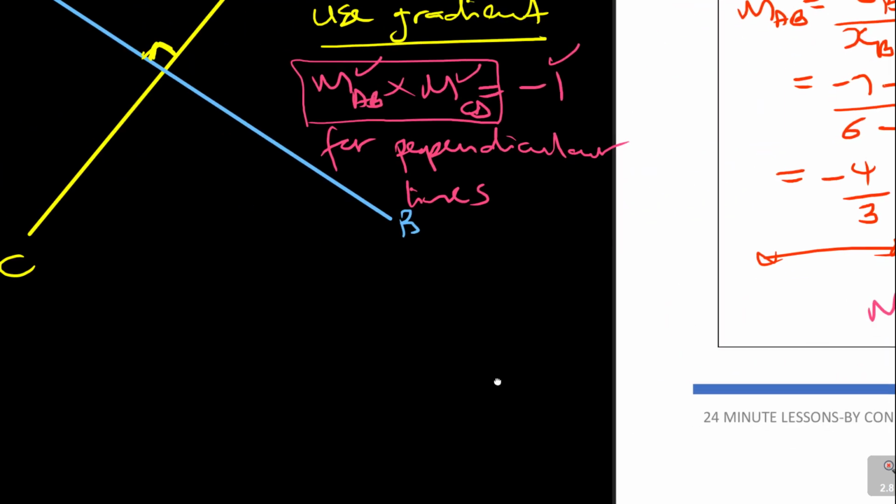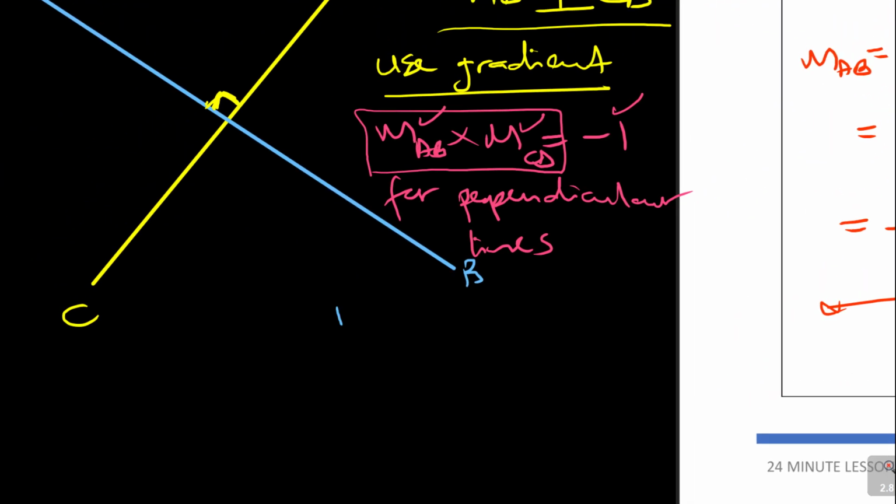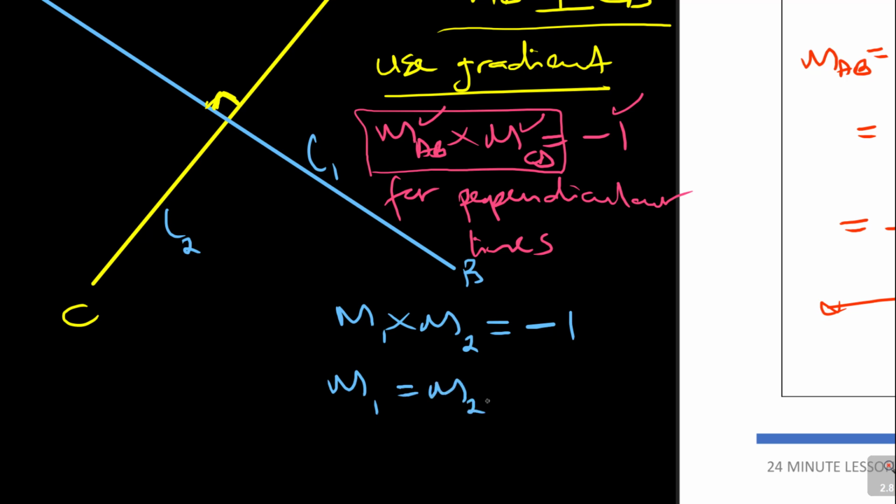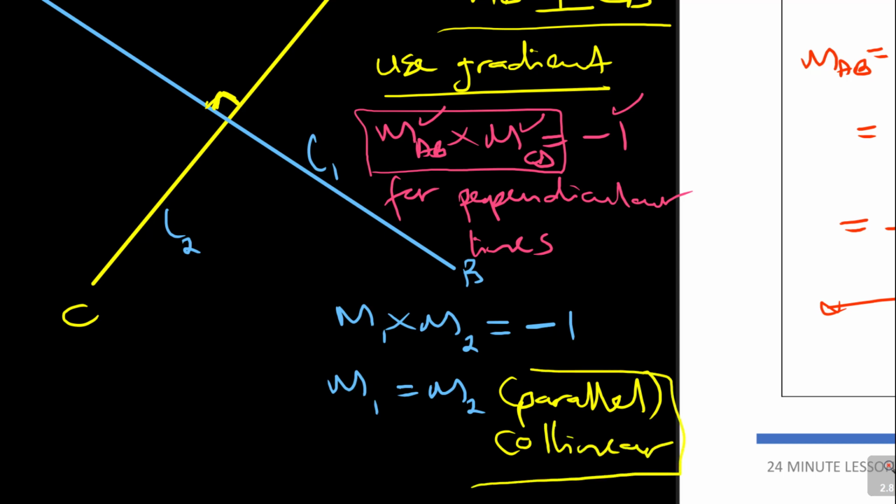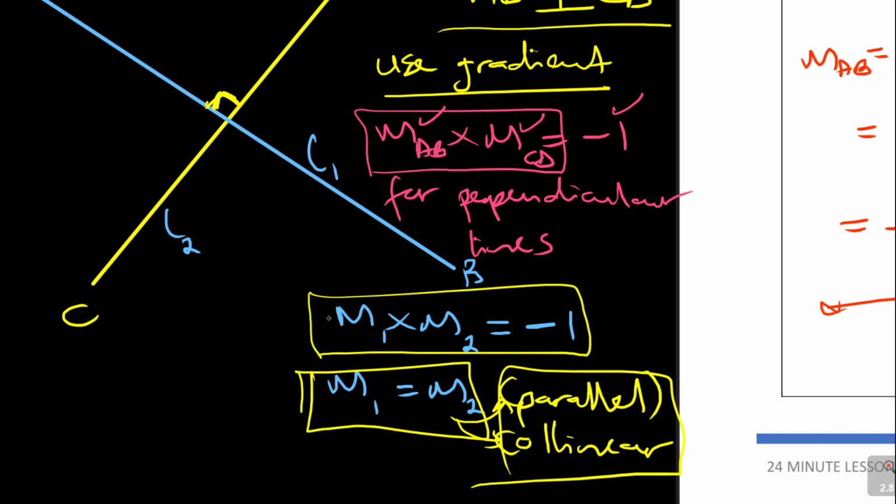In some books, they will just use this formula: gradient of line 1 times gradient of line 2. Let's say this was line 1 and this is line 2. If they are perpendicular, I must get minus 1. But if the gradient of line 1 is equal to the gradient of line 2, it means these lines are parallel, remember, or collinear. Those two key things are very important. If the gradients are equal, they are parallel or collinear. If you multiply the gradients of line 1 and line 2 and get negative 1, it means they are perpendicular lines.